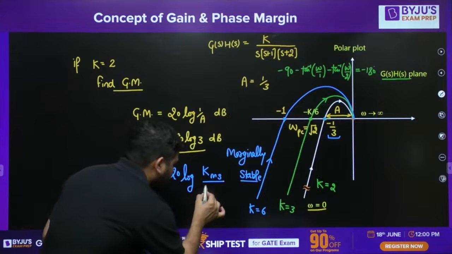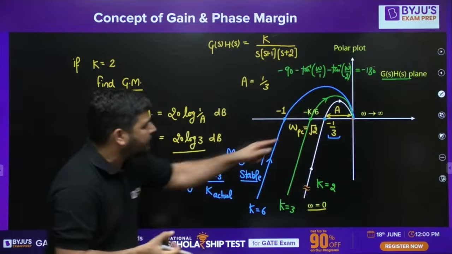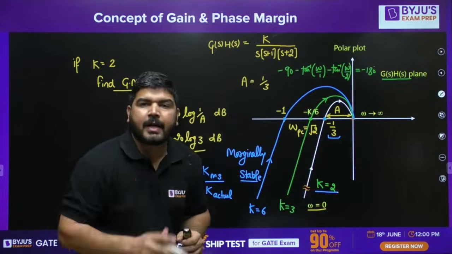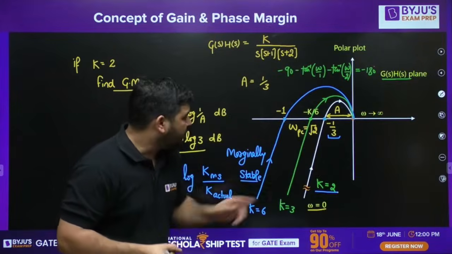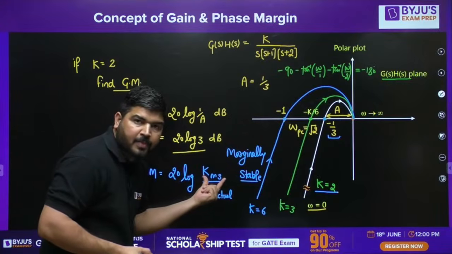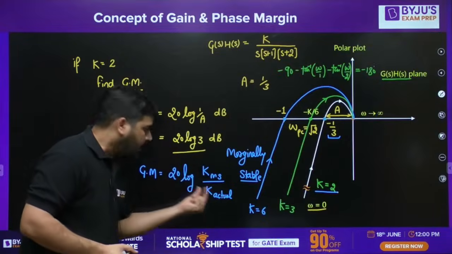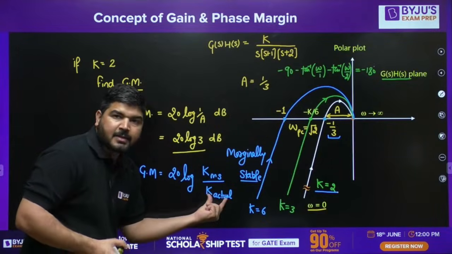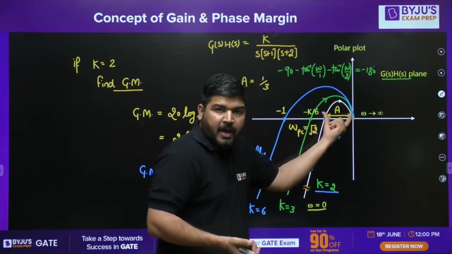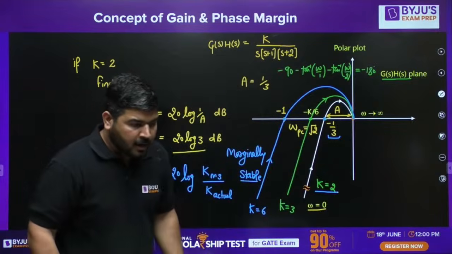Divide by k actual. So you can see that, let's say, k is 2. For k equal to 2, let's say you want to calculate gain margin. We know that for k equal to 6, the system will become marginally stable. So you can write k equal to 6 here. And the actual value of k is given as 2, so you can put 2 here. So the gain margin will be 20 log 3. Simple. It means you don't need to calculate gain margin only from a. Using a, you can calculate the gain margin, but there is one more method to find the gain margin.